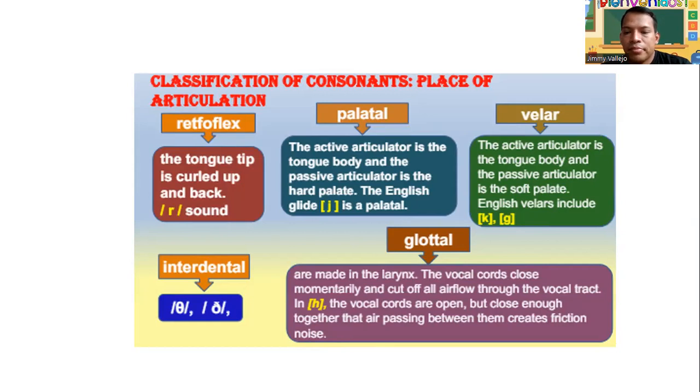Then the glottal sounds. The vocal cords close momentarily and stop the airflow through the vocal tract. In H, the vocal cords are open, and the air passing between them creates friction noises.